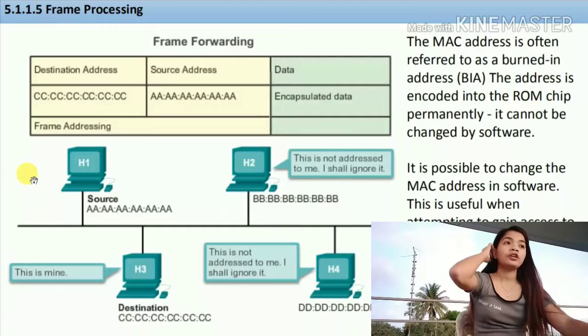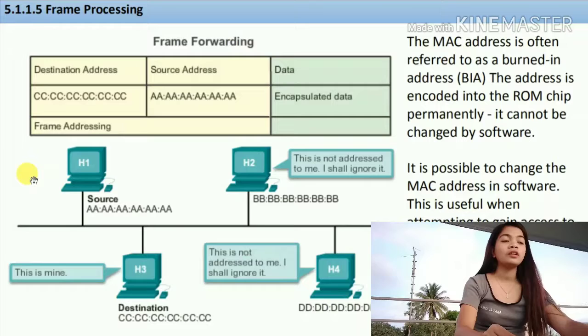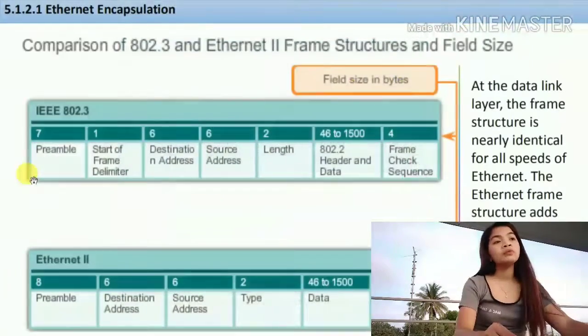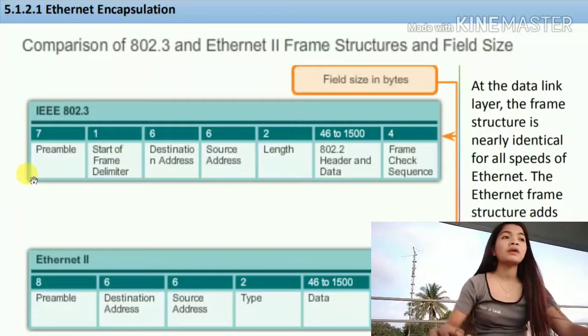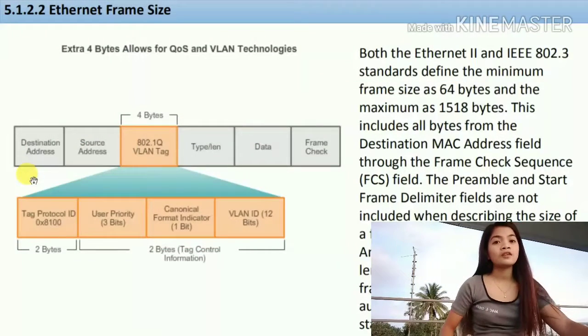At the data link layer, the frame structure is nearly identical for all speeds of Ethernet. The Ethernet frame structure adds headers and trailers around the layer 3 PDU to encapsulate the message. Both Ethernet standards define the minimum frame size as 64 bytes and the maximum as 1518 bytes. This includes all bytes from the destination MAC address field through the frame check sequence field. The preamble and start frame delimiter fields are not included when describing the size of the frame. Any frame less than 64 bytes in length is considered a collision fragment.